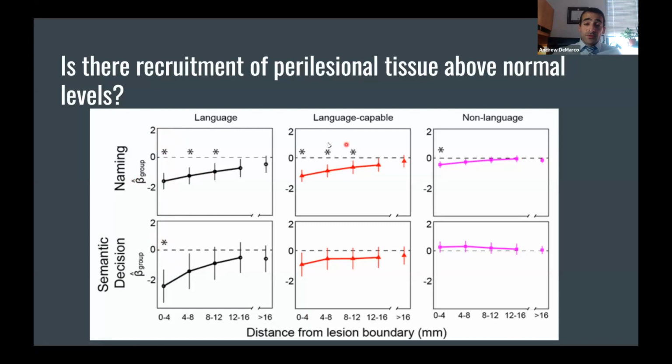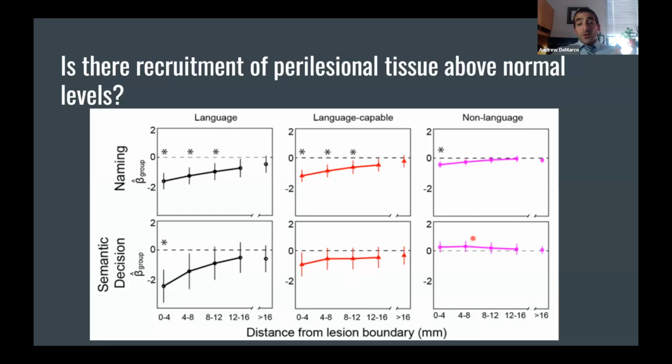Now, looking at language capable tissue, we see the exact same pattern in the naming task: reduced activation rather than increased activation. Again, this is anchored to controls in those same little overlapping chunks of voxels. In the semantic decision task, there is no underactivation, but you can see that the pattern is very similar. It's below as opposed to above that line. In non-language tissue very close to the lesion, there's reduced activation in patients, and no difference in non-language tissue in the semantic decision task.